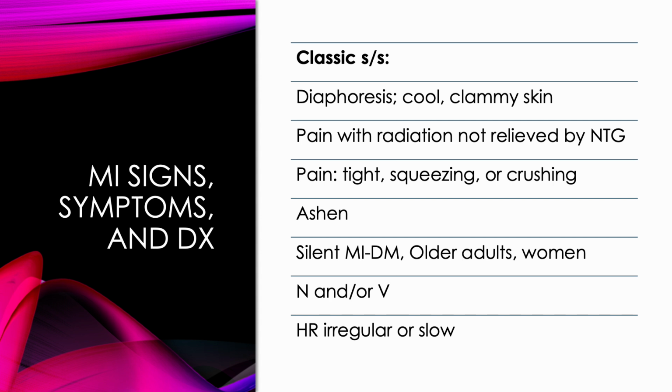Associated symptoms: when somebody has chronic stable angina, they don't get nausea and vomiting, they don't get sweating, they don't get cool clammy skin. Okay, somebody with chest pain starts getting nausea and vomiting, you better be thinking MI. Okay, the heart rate could be irregular and fast, or it could be slow.